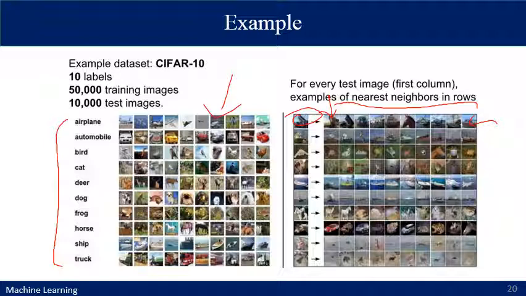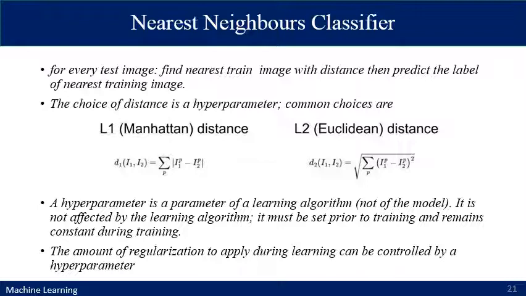So you can look online for this particular example dataset, and you can use the nearest neighbor algorithm to classify and check the accuracy and recall measures of this dataset for the nearest neighbors algorithm. As you have seen in the previous slide, for every test image you find the nearest training image with the minimum distance to that training example, and then predict the label of the nearest training image.